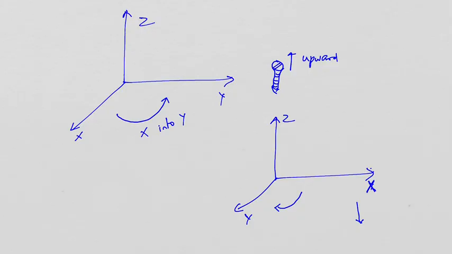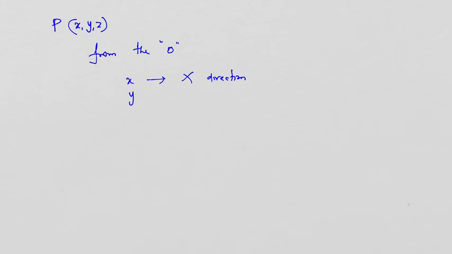So a point in the rectangular coordinate system, as you all know, will be represented or located by three coordinates x, y, and z. The point can be reached by moving from the origin, mentioned as O. The distance will be, for example, x in the x-axis, y in the y-axis, and z in the z-axis.